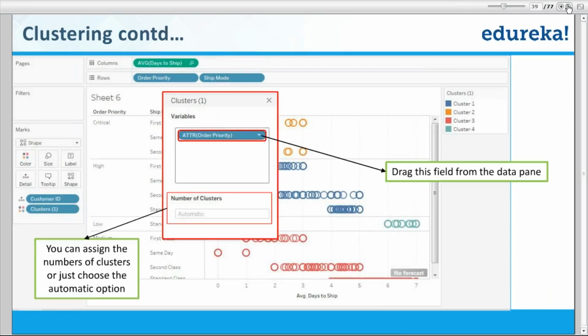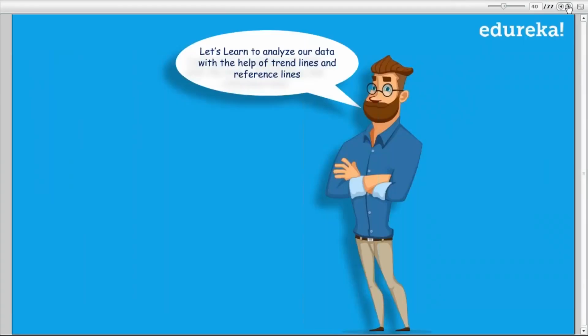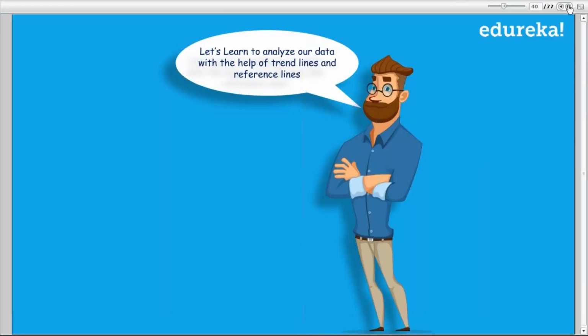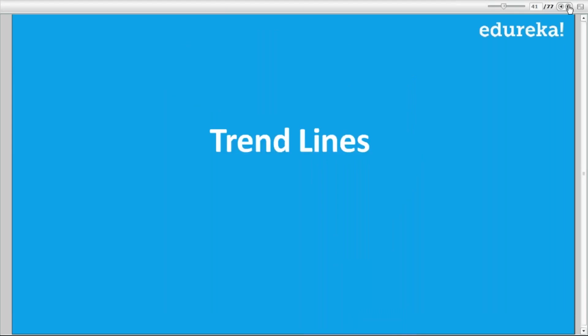So you can just add an order priority. They have just added a cluster here, and based on the order priority, some patterns have been found. But they didn't concentrate much on clusters. They just left it there.